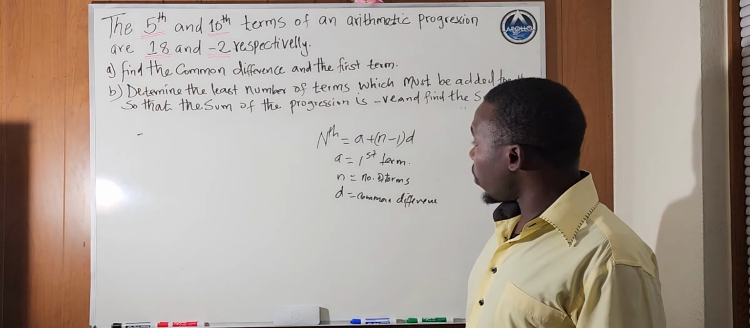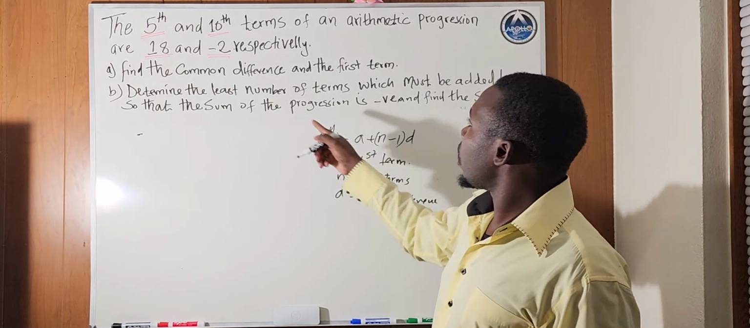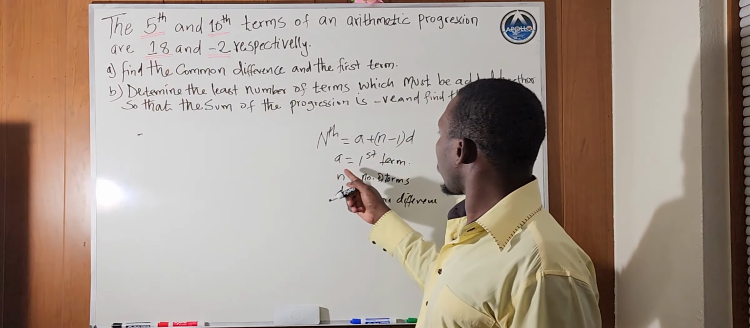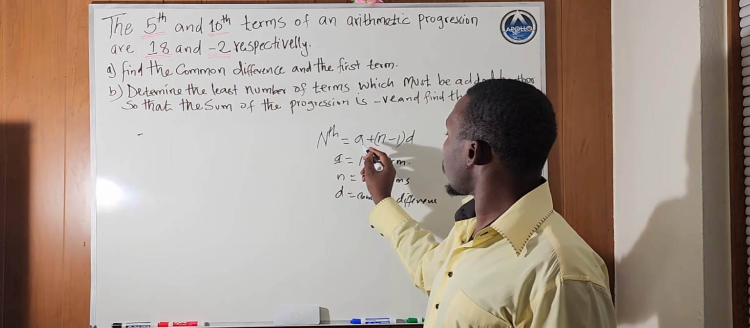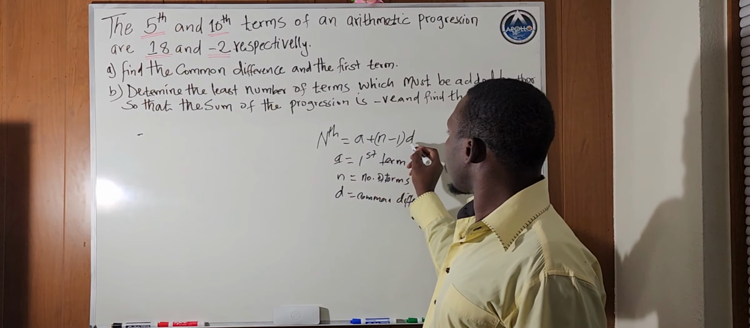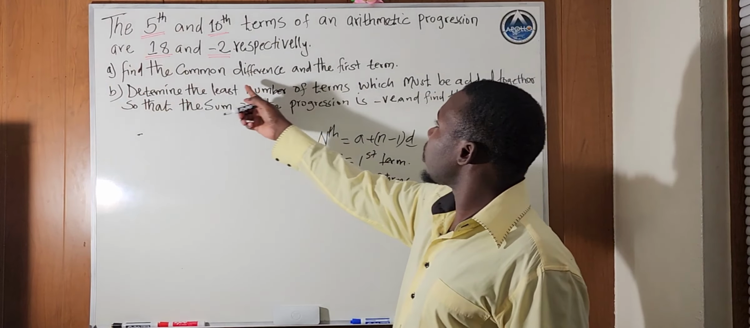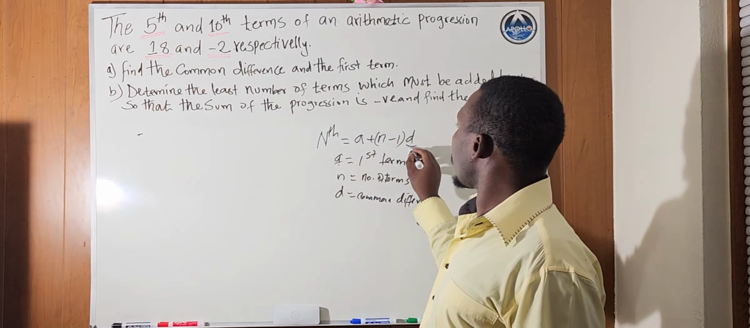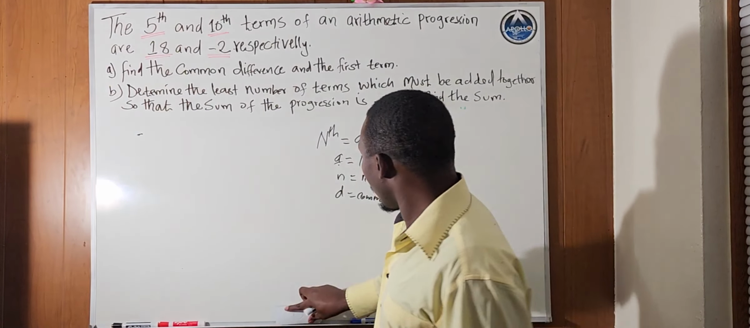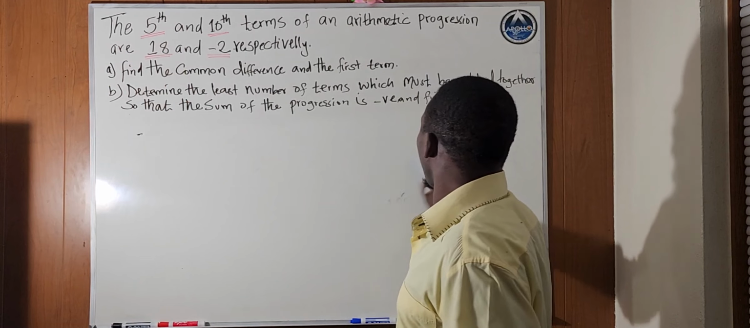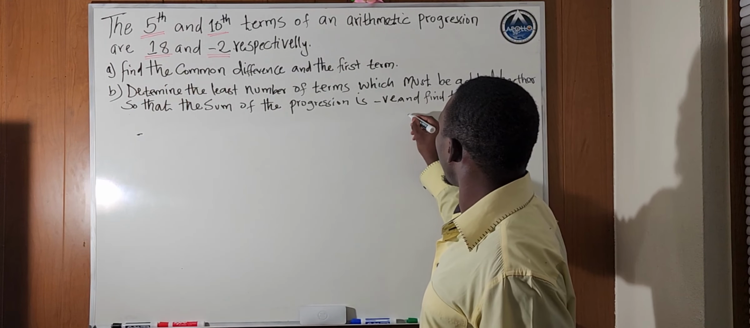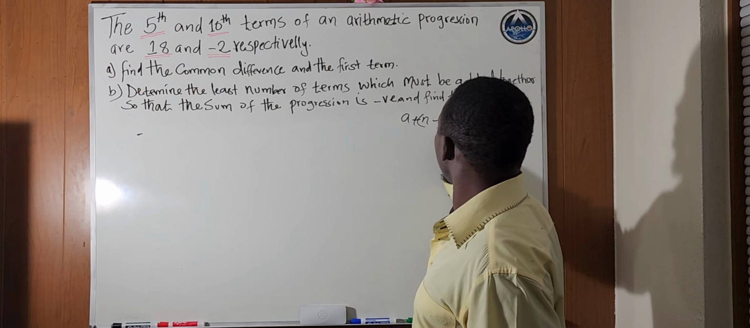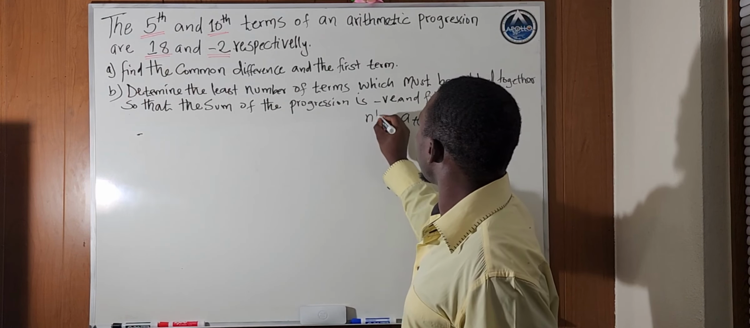From here we can use this formula to form two simultaneous equations and solve to find the value of A and the value of D, because that's what they are asking: the common difference and the first term. The first term is A, the common difference is D. So we will apply this formula, where A plus n minus 1 D is the nth term.